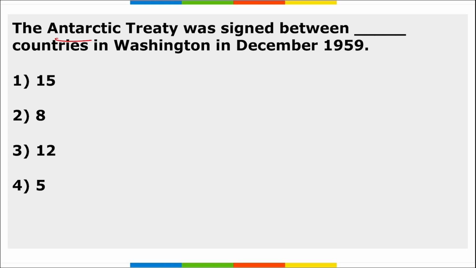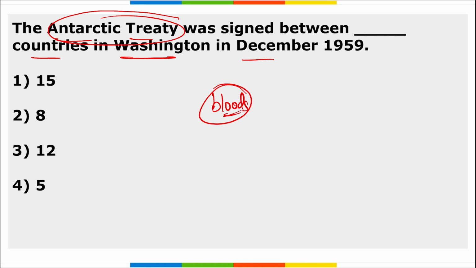Next, the Antarctic Treaty was signed between blank countries in Washington in December 1959. So if we are talking about the Antarctic Treaty, remember microplastics have been found recently in freshly fallen ice in Antarctica for the first time according to scientists. That is the reason this question had to be asked, because microplastic which was earlier found in the blood of humans has now been found in the freshly fallen ice in Antarctica for the first time.